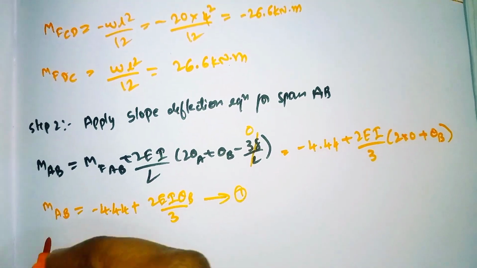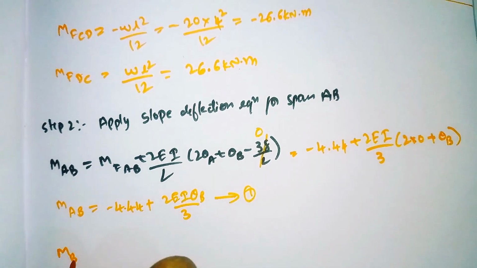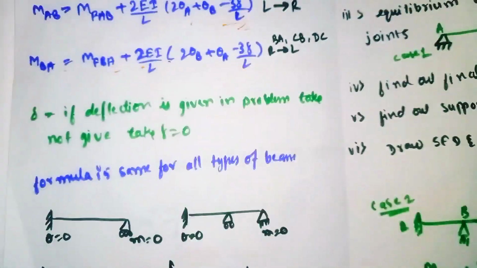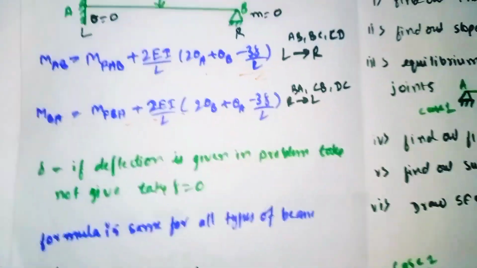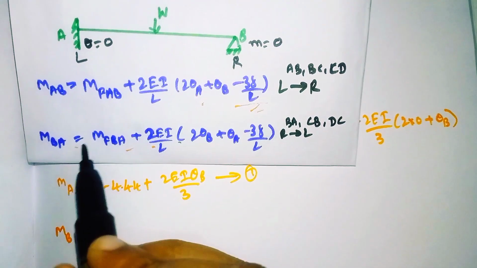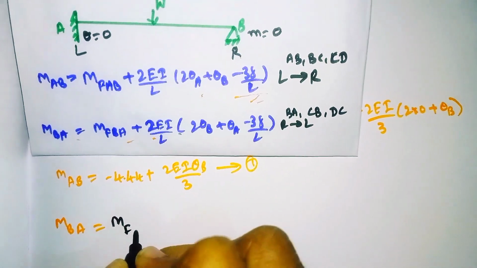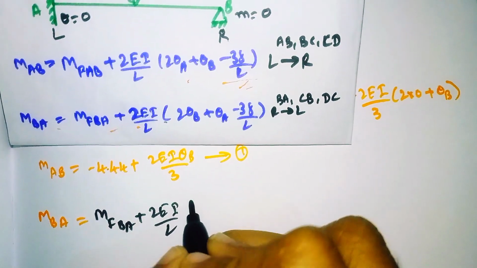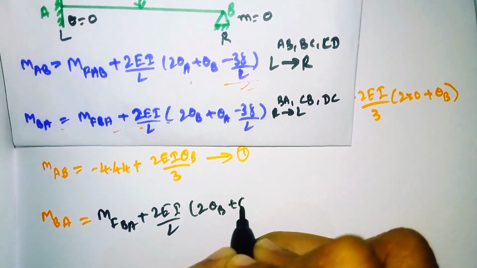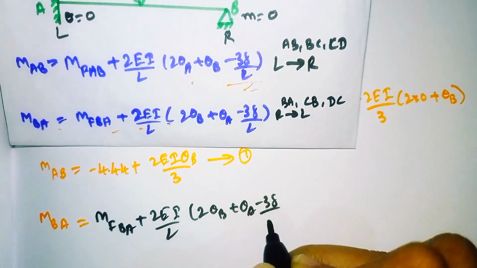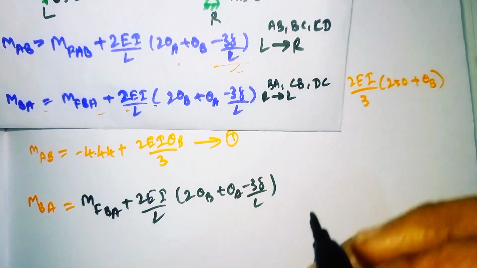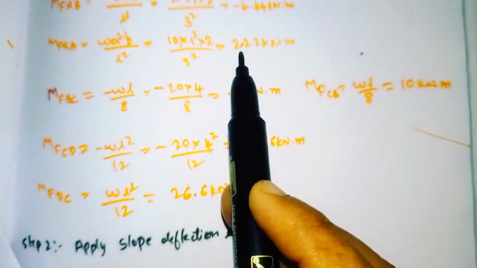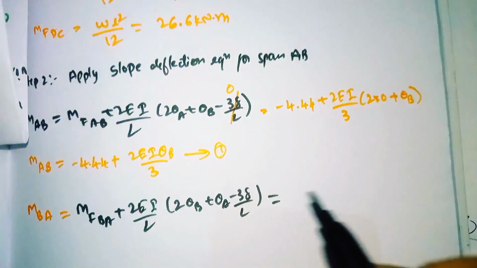Similarly for span BA, for MBA we have to use this formula. I will write here: MBA is equal to MFBA plus 2 EI divided by L times (2 theta B plus theta A minus 3 delta divided by L). So substitute all the values. MFBA we got was 2.22.